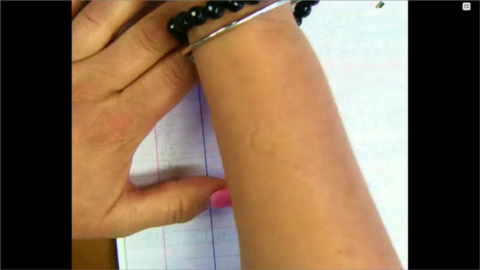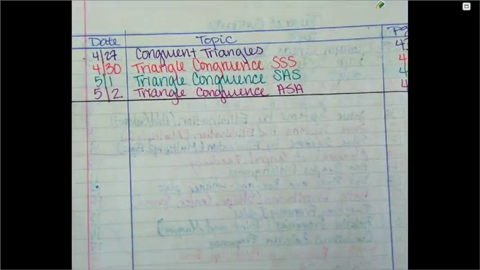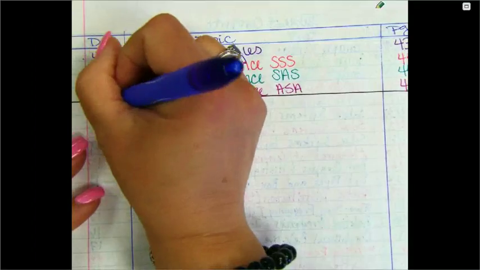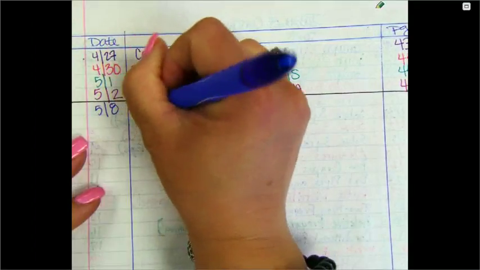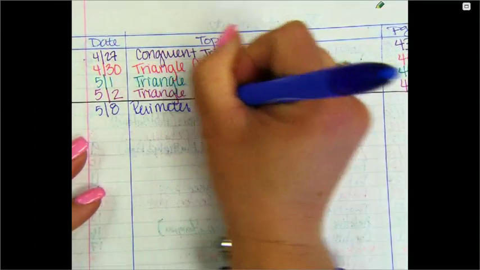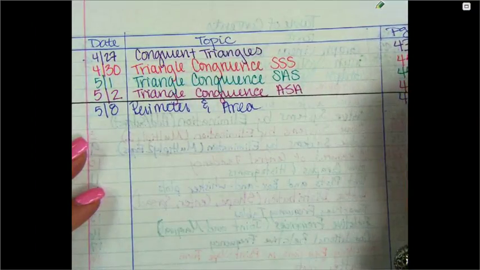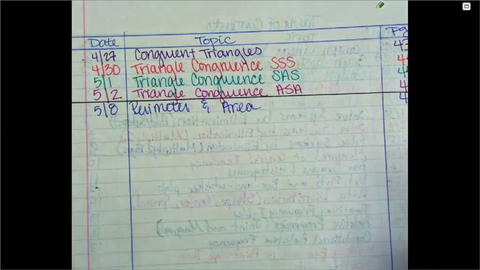Make sure you draw a line in your notes. Your table of contents. It's your last unit. Hopefully you're ready. All right, perimeter and area.